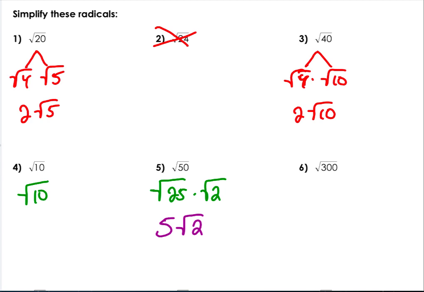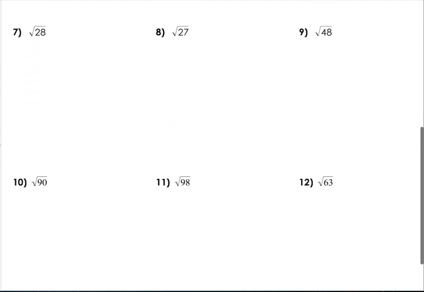Okay. So 300, well, that's the square root of 100 times the square root of 3, which gives me 10 square roots of 3.